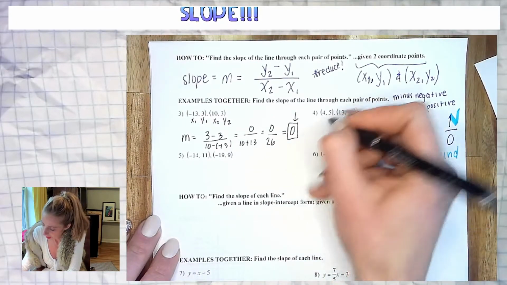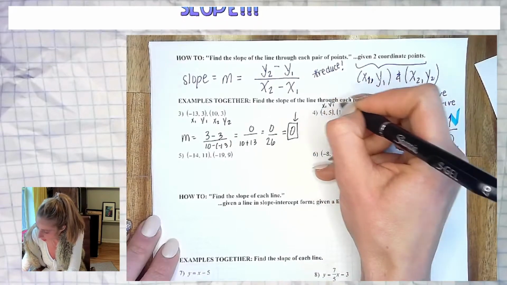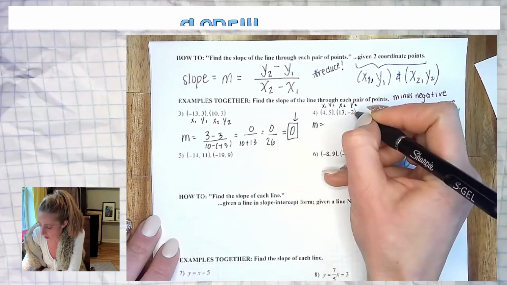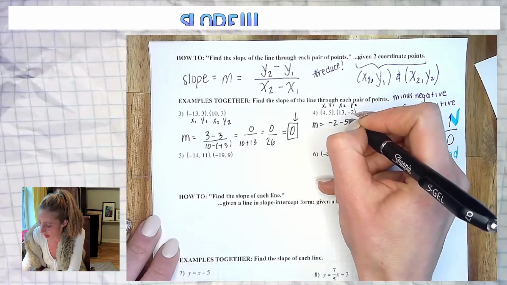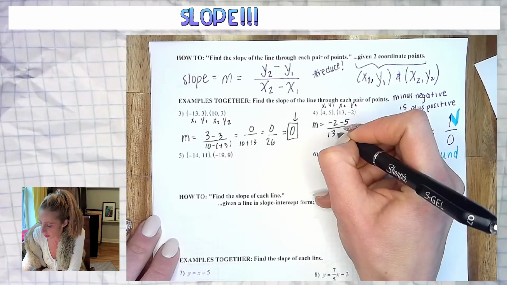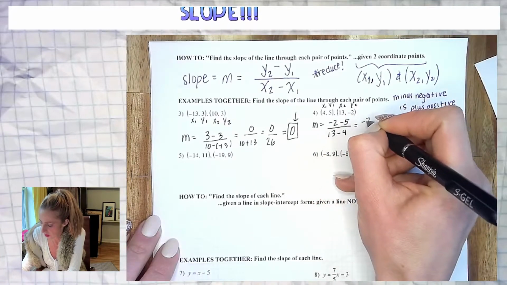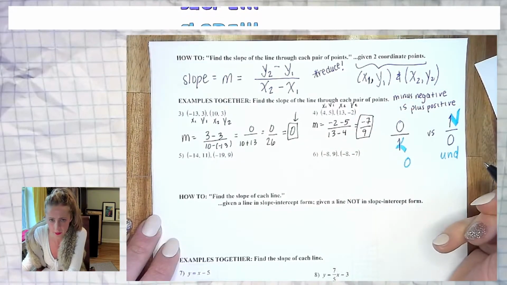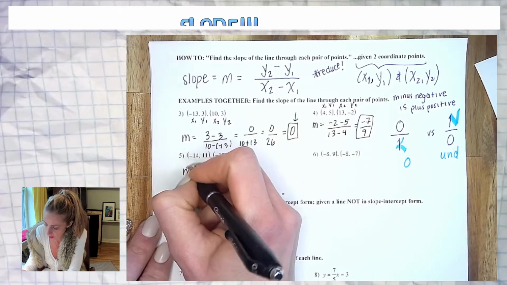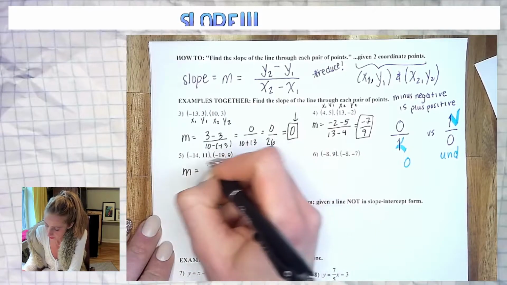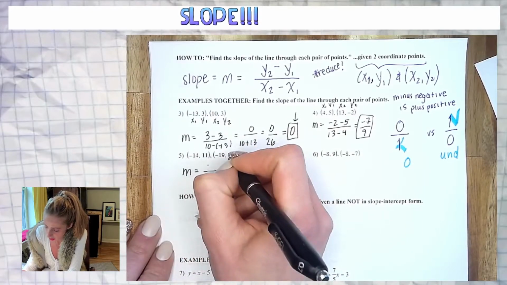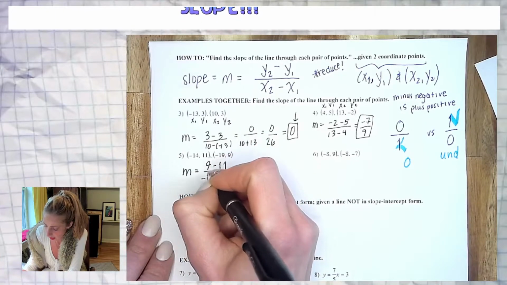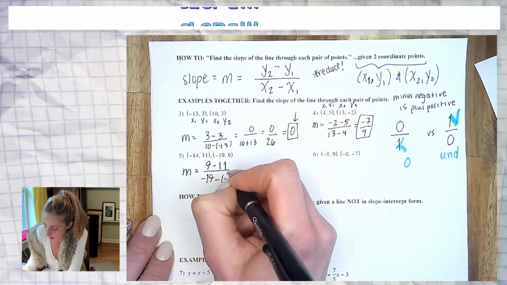All right. Next, x1, y1, x2, y2. M equals negative 2 minus 5 over 13 minus 4, negative 7 over 9, nothing to reduce, you're done. Hopefully you're following. M equals, now I'm not going to write so much, 9 minus 11 over negative 19 minus negative 14.